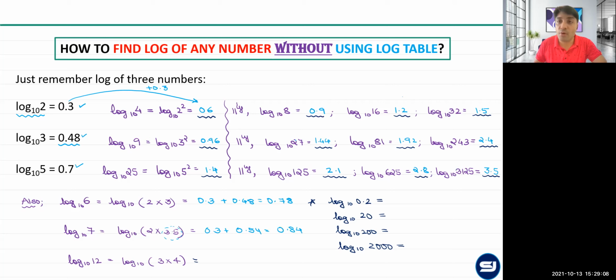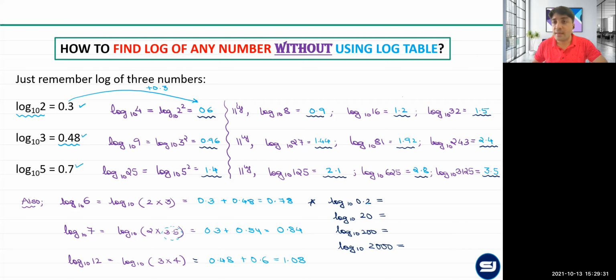So now you know the logs of all the numbers from 1 to 10. Log 1 will be 0, log 10 is 1, 2 se 9, you have found all the logs. Similarly, above 10, log 12, to find it, it can be splitted as 3 into 4. Again, the same rule applies over here, where 3 ka log is 0.48 and 4 ka log is 0.6. Add up, you get 1.08.